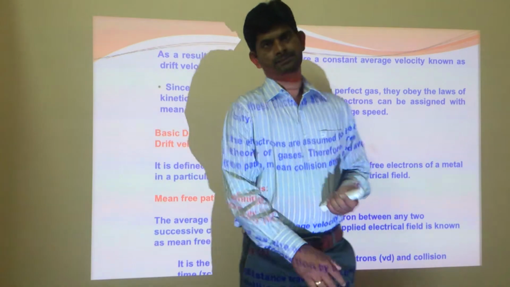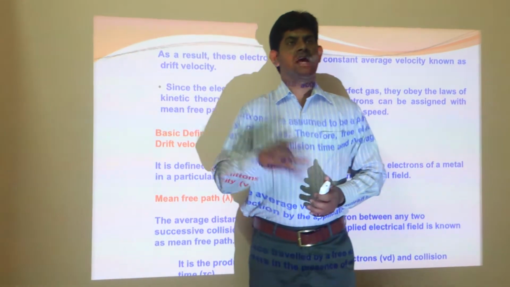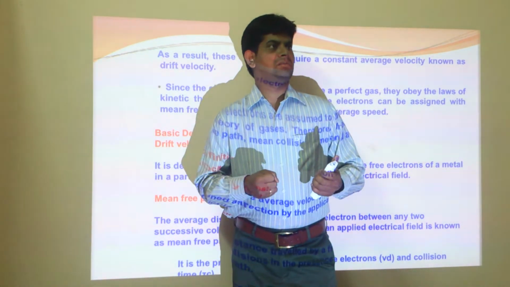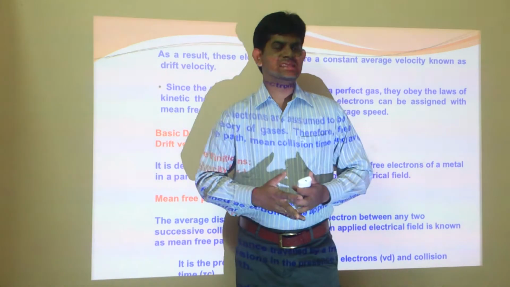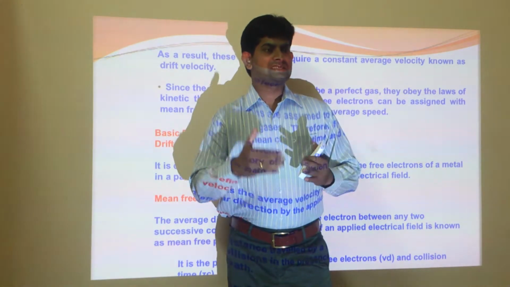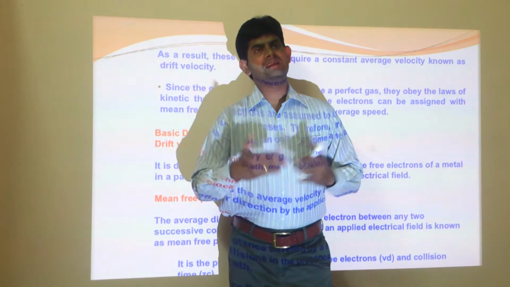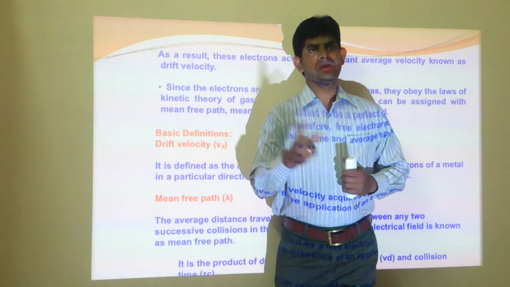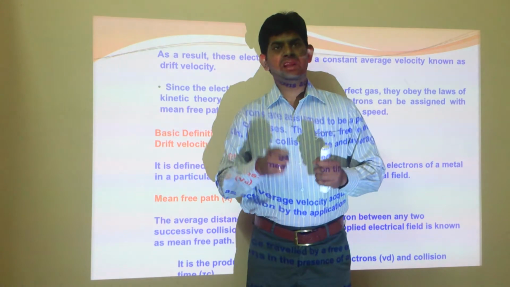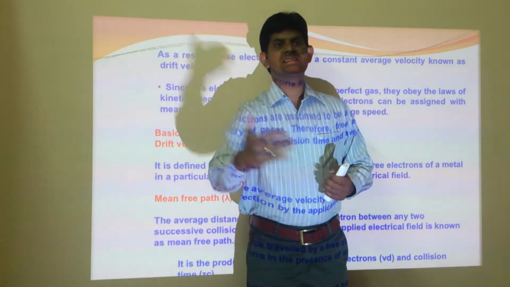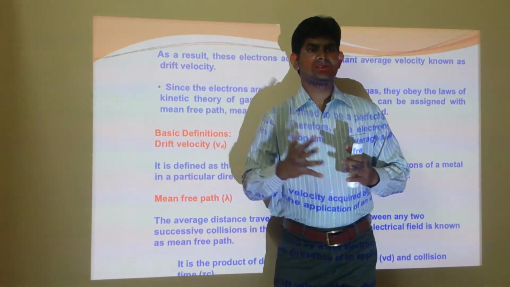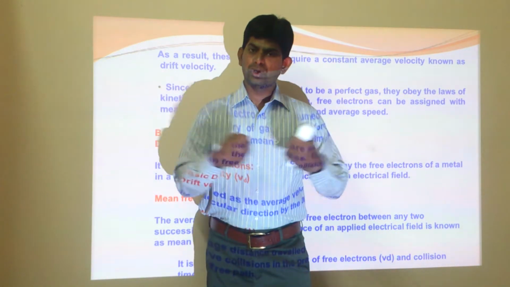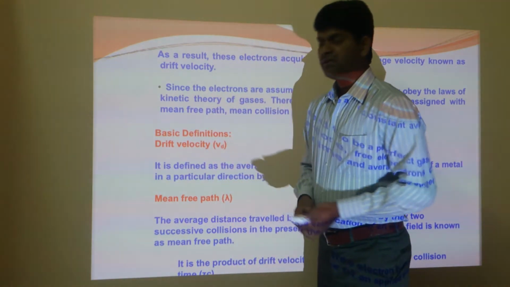And mean free path. So what is mean free path? As I said before, there may be collisions between electrons. One electron may collide with the adjacent neighboring electrons. So we have to take two successive collisions and calculate the distance the electron has traveled. The average distance traveled by an electron between two successive collisions is called mean free path.